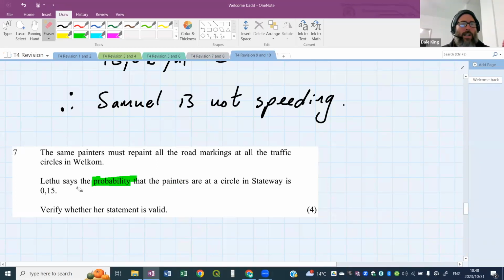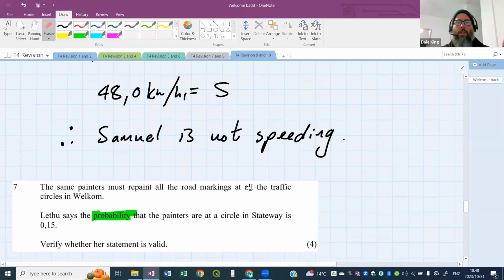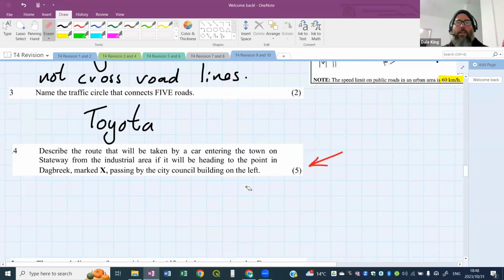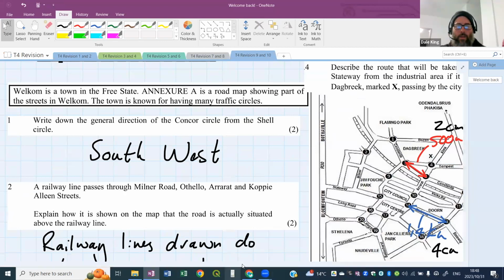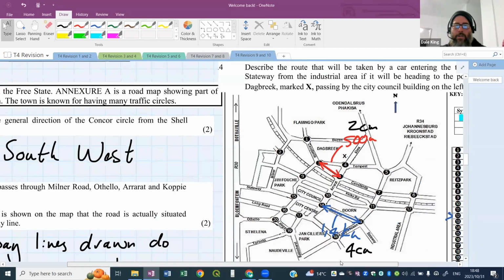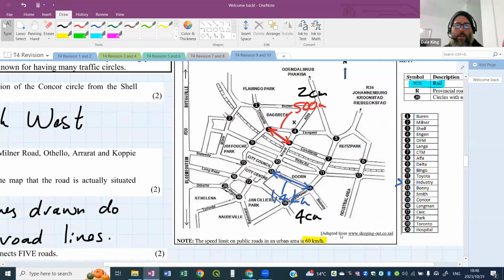Can you believe it? Later says the probability that the painters are at a circle in Stateway is 0.15. Verify whether her statement is valid. Stand must repaint all the road markings at all the traffic circles. Later says the probability that the painters are at a circle in Stateway is 0.15. Now, where are circles in Stateway? Let's go have a look. Where is Stateway?